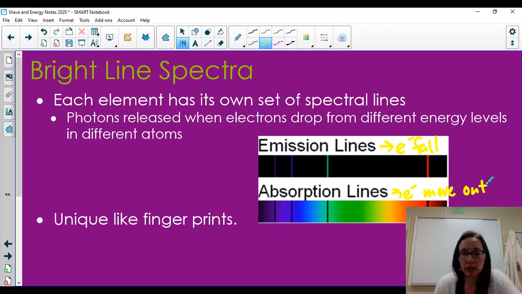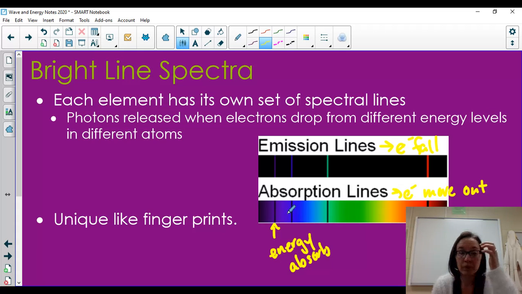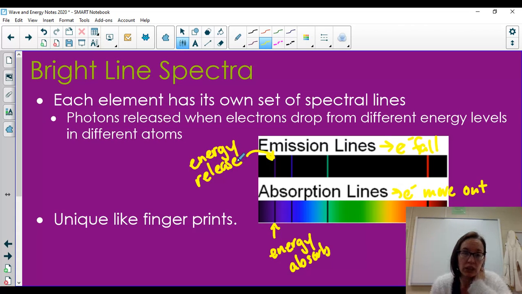If we shine a light through the sample, the amount of energy that's absorbed would be missing. So this is the energy that was absorbed, the black line. The detector would find everything that passed through except for what was absorbed by the atom. This would be the energy coming out, and the detector is picking up specifically what the element is releasing as those electrons fall back down.